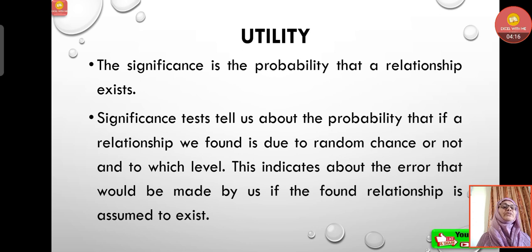Now, what is the utility of this test of significance? Let's understand. The significance is the probability that a relationship exists. That is, significance tests tell us about the probability that a relationship we found is due to random chance or not, and to which level, that we will understand. This indicates the error that would be made by us if the found relationship is assumed to exist.